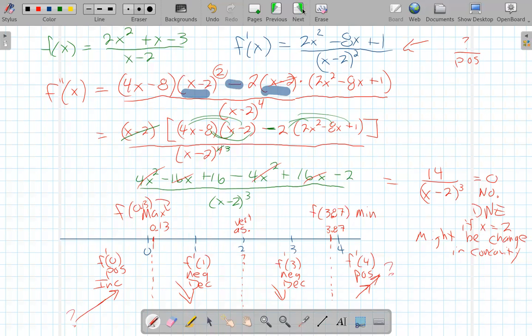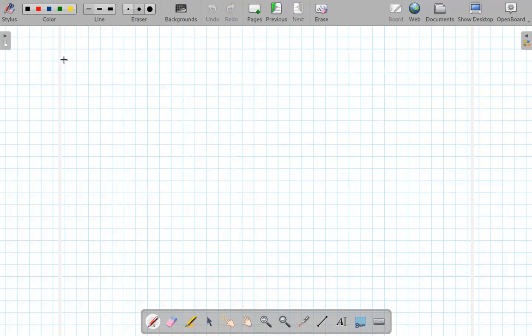New page. So we need to look at limits of the original function related to infinity and 2. So original function f of x is equal to 2x squared plus x minus 3 divided by x minus 2. And I'm going to do the infinite limits first. So I want to know what is the limit as x.